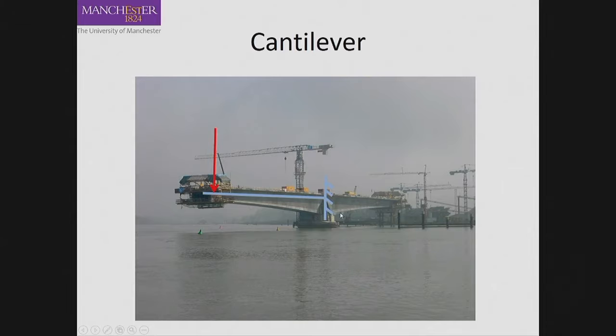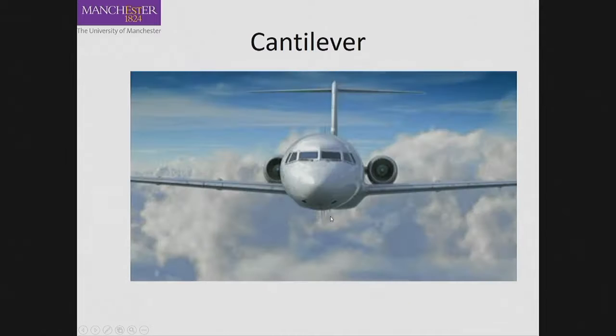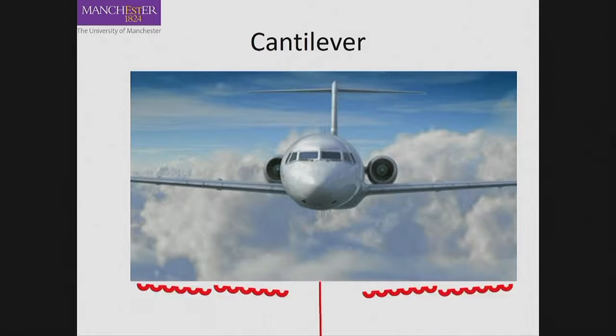So this is called a fixed support or encastre support. So fixed to the other side. That means this beam is not free to rotate about the support. Using that same approach, you can analyze, for example, an aircraft to start with, to do the initial sizing.